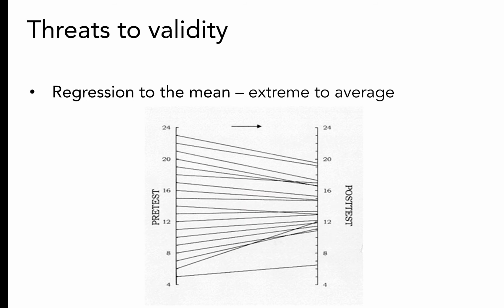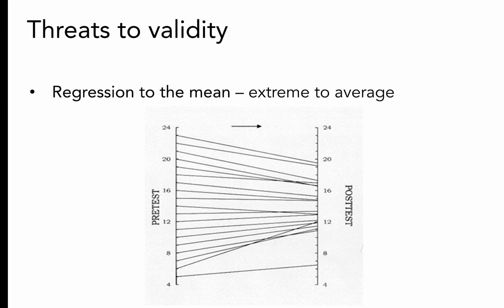Next threat to validity, and yes, there's many, is regression to the mean. Regression to the mean is a phenomenon that is hard to explain in experimental design, but tends to show that with regard to pre-tests and post-tests, people tend to regress to the average.